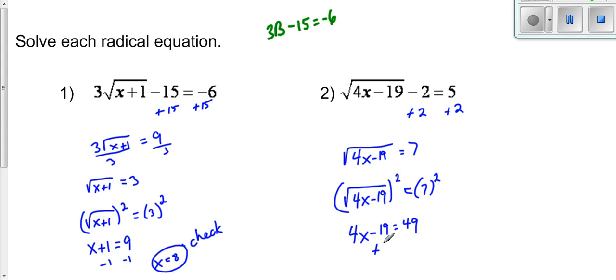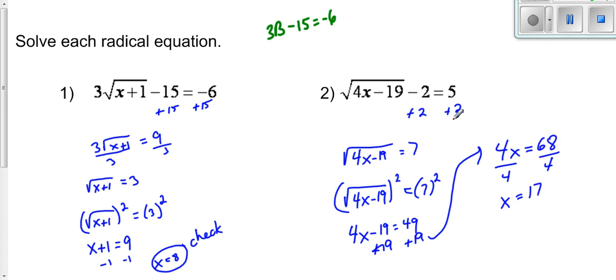Now we add 19 to both sides and get 4x equals 68. Divide by 4 and get x equals 17. We'll check that as well. 4 times 17 is 68, minus 19 is 49, square root of 49 is 7, minus 2 is 5.